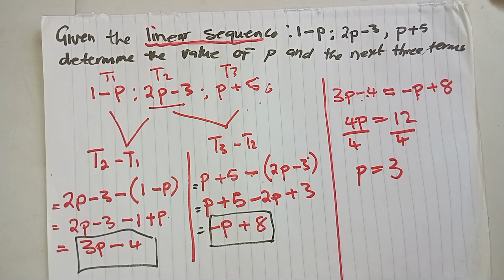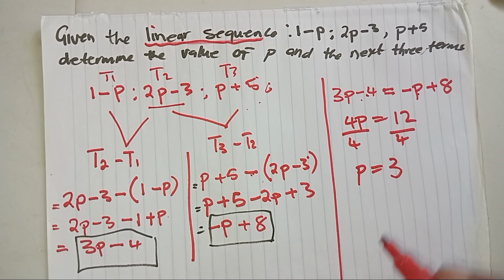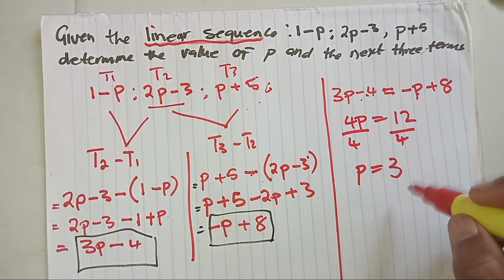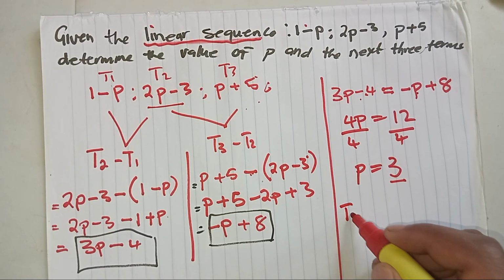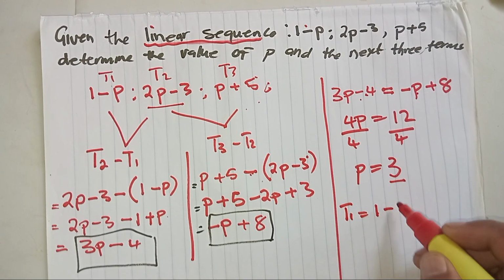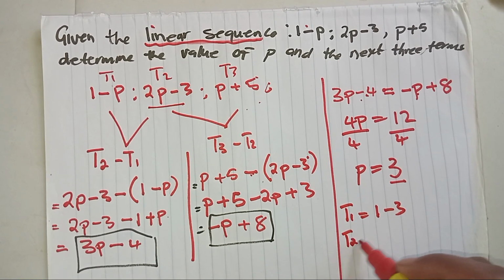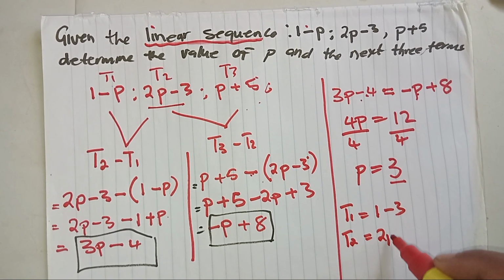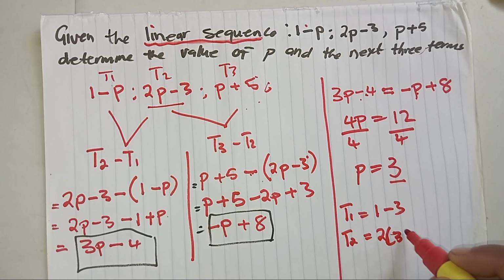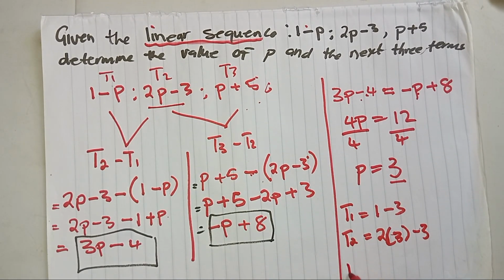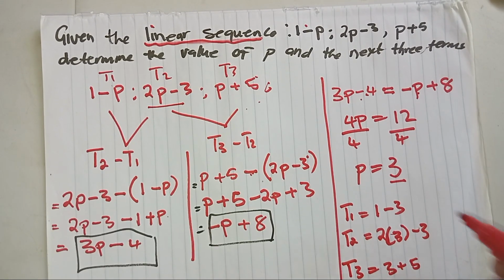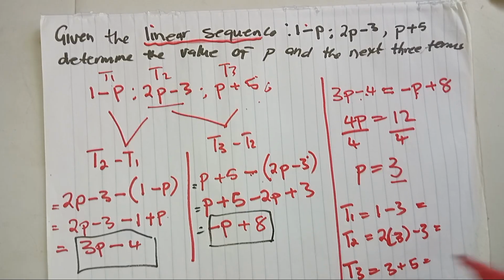Now, how do you get the terms? So simple. You just take this 3 and plug it in. T1 is going to be equivalent to 1 minus 3. T2 is going to be equivalent to 2 times 3 minus 3. Remember, where I see p, I substitute this one. And then term 3 is going to be 3 plus 5.